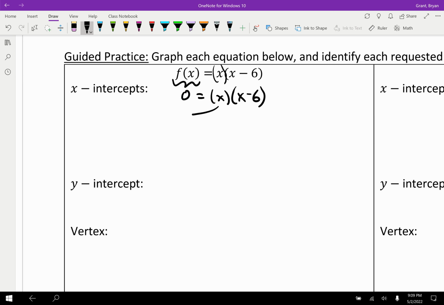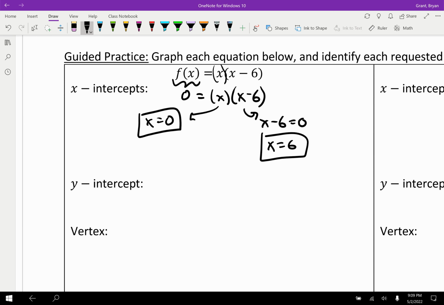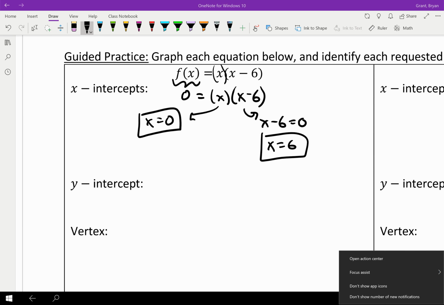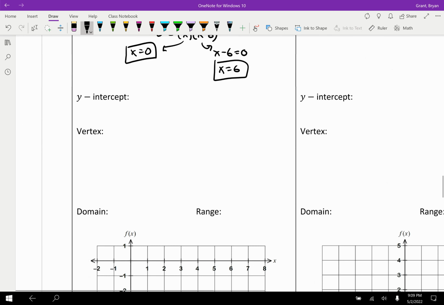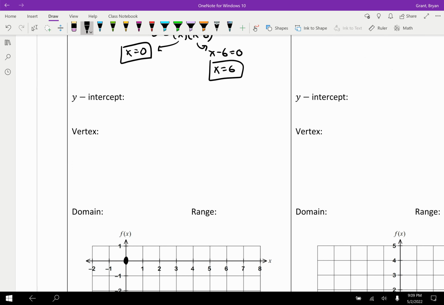We're going to take the x and set it equal to 0, and then also x minus 6 and set equal to 0. Solving the first, solving the second, done. Now, you could totally write these as points as well, but they're also just x-intercepts, so I'm just going to go ahead and put them on my x-axis.